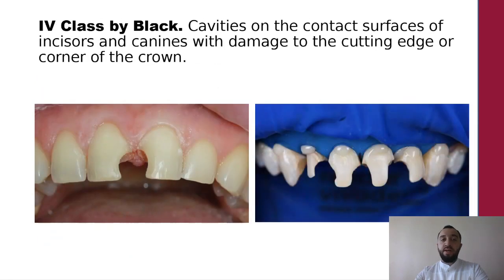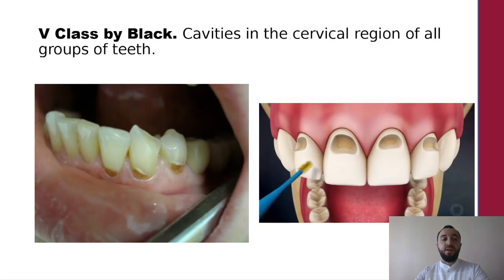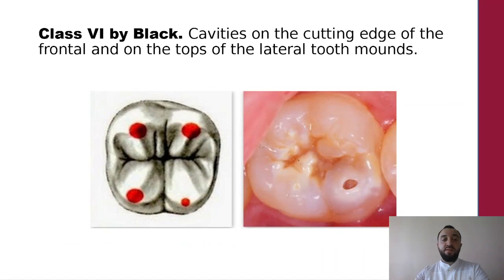Class 4 by Black: cavities on the contact surfaces of incisors and canines with damage to the cutting edge or corner of the crown. Class 5 by Black: cavities in the cervical region of all groups of teeth. Class 6 by Black: cavities on the cutting edge of the frontal teeth and on the tops of the lateral tooth mounds.